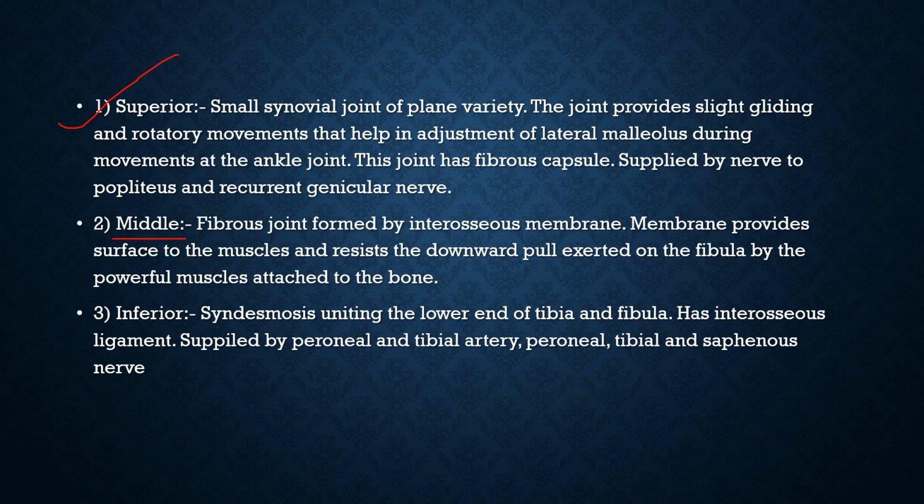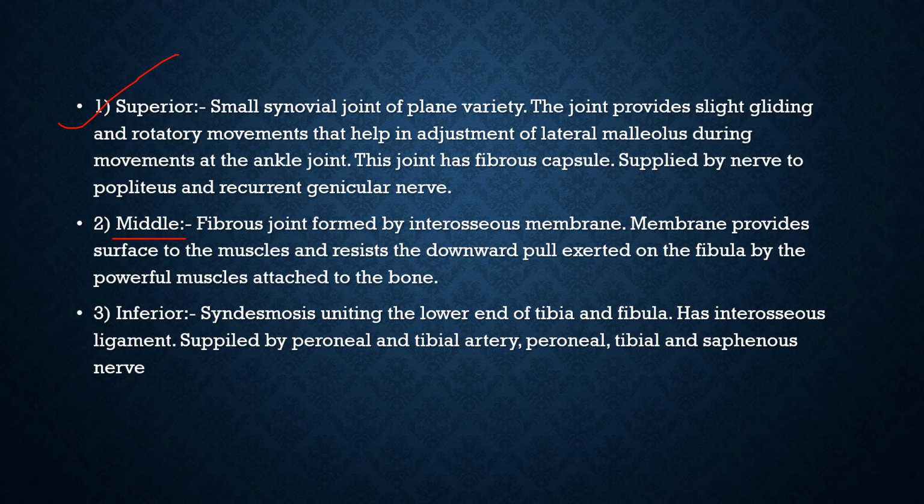Then its function: the membrane provides additional surface for attachment of the muscles. Just imagine if there is no interosseous membrane between the tibia and fibula, there will be just a gap. So something has to be there to create the fullness. Hence that membrane is present. So the function is it provides an additional surface for the attachment of the muscle. Then it binds tibia and fibula.